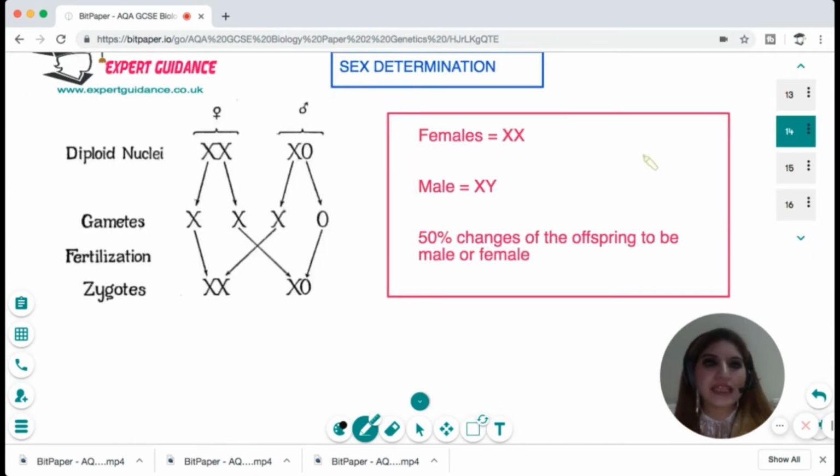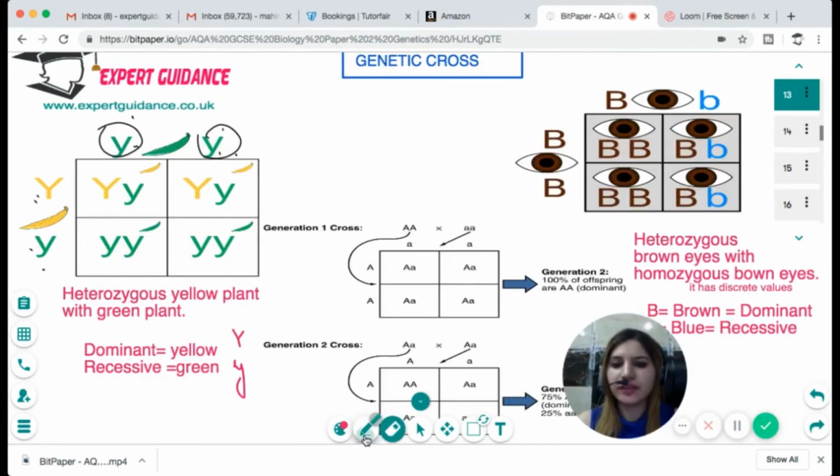Now let's take an example of a genetic cross. Let me show you a genetic cross and how it can be used to predict the various combinations of offspring. And in the exam, you should be able to write what would be the genotypic ratio and what would be the phenotypic ratio. Okay, so let's have a look.